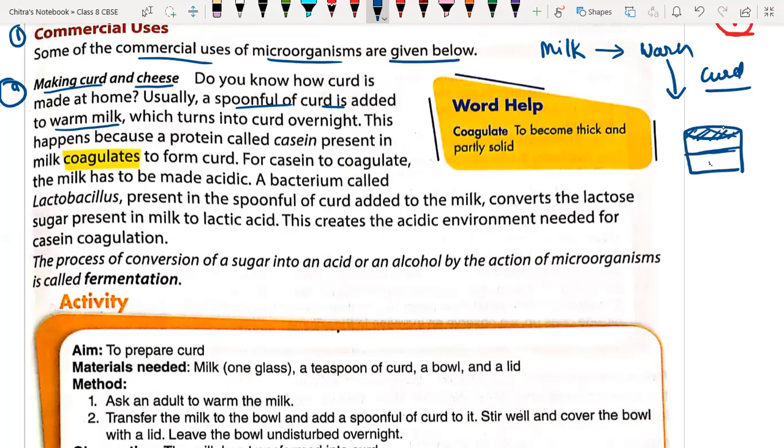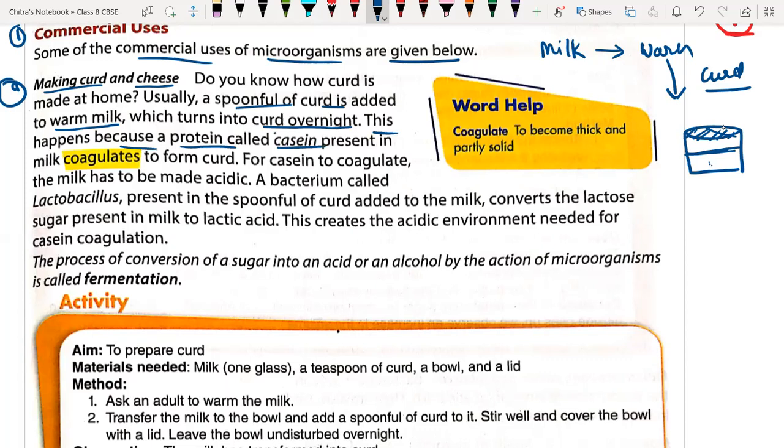So this is the process which turns milk into curd overnight. In a night, if you observe, the milk has turned into curd. This happens because the protein called casein is present.